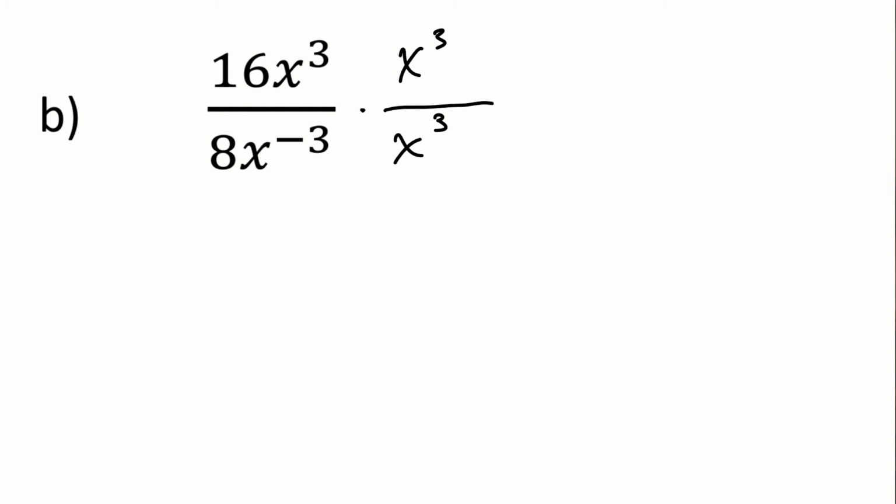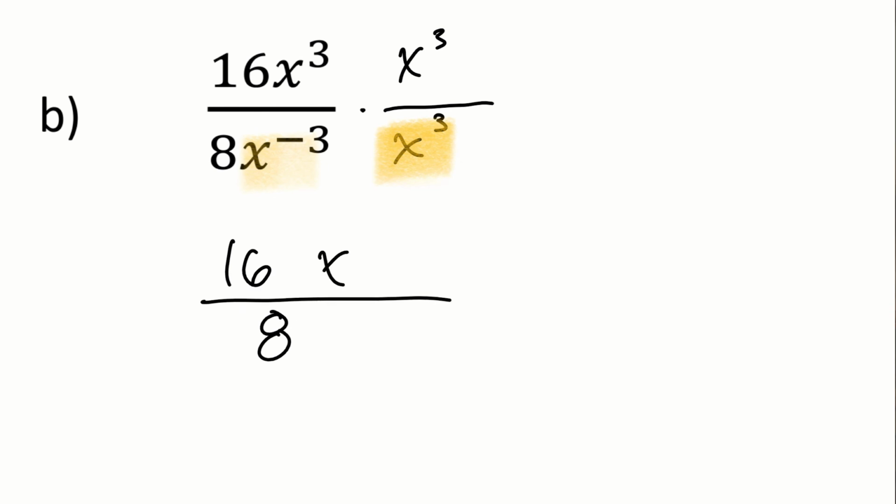The reason I'm doing this is because I understand that if I multiply x to the negative third times x to the positive third, that will give me x to the 0 power, which is the number 1. Another way I can think about this is x to the negative third is the reciprocal of x to the third. So that's literally 1 over x cubed. When I multiply those things, it's just the number 1. So the only thing I have left in my denominator is the number 8. So at this point, I've got an 8 in my denominator. I have 16 in the numerator.